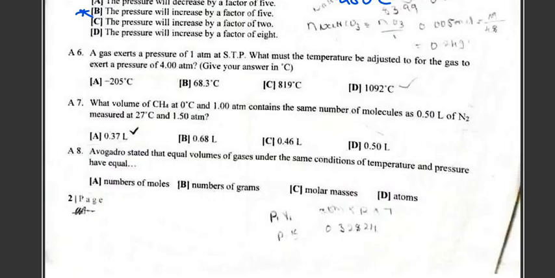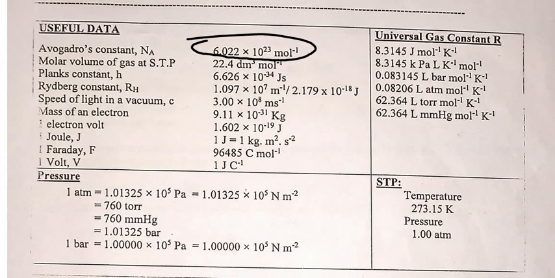Then number 6, A6. They're saying a gas exceeds a pressure of 1 atm at STP. So what are the conditions at STP? At STP, we know one mole occupies what? Is it 22.4 liters? That's at STP. We can just go back here to verify. We're given this condition to say the temperature also at STP. They should have added to say 1 mole also occupies this volume.